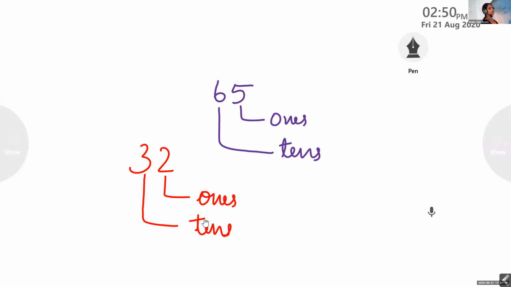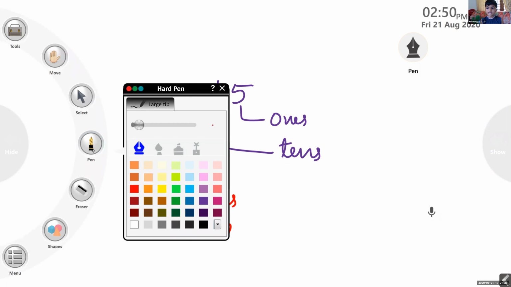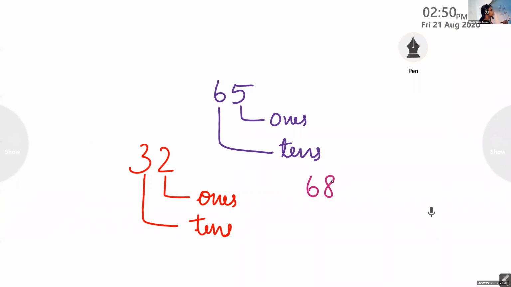Krishna Raj, tell me another two-digit number. We have the number 68. So what is the digit in the ones place? The digit at the ones place is 8. Very good. Then what about the tens place?